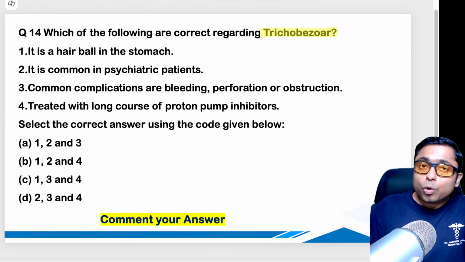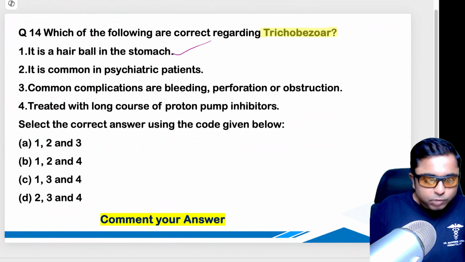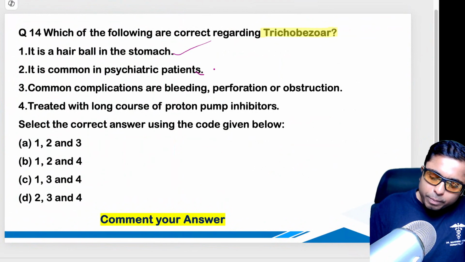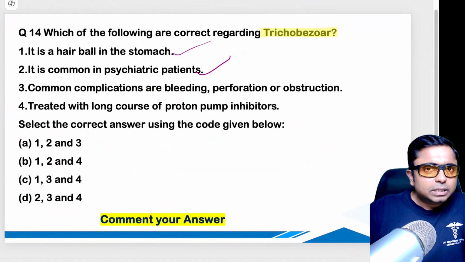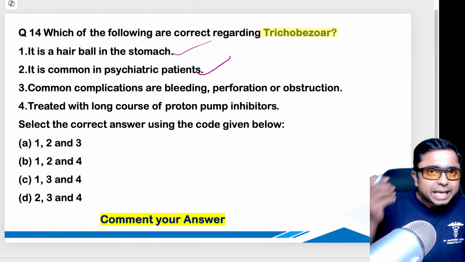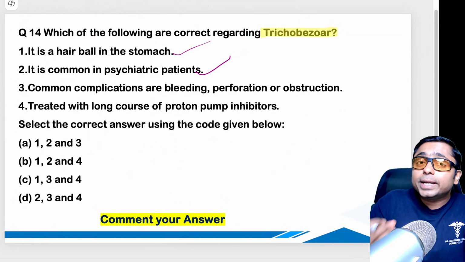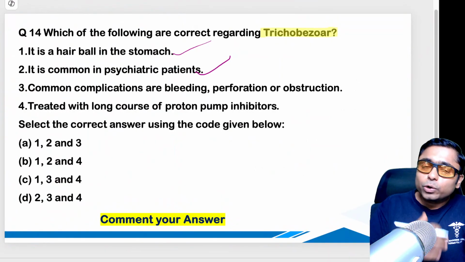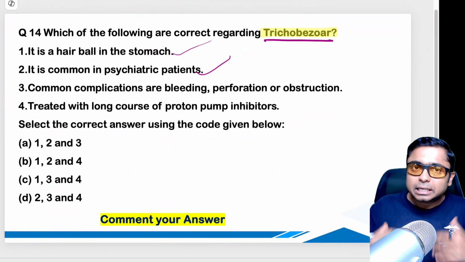Next is trichobezoar. So it is a hairball in the stomach. Correct statement. Okay, so it is commonly seen in psychiatric patients. This is also absolutely correct. Usually they are associated with obsessive compulsive disorder, and they are going to pluck their hairs, and it is going to be called trichotillomania. And after plucking, they are going to eat it, because of which there is going to be a ball of hair present in the intestines.